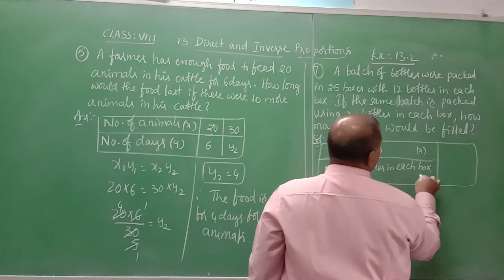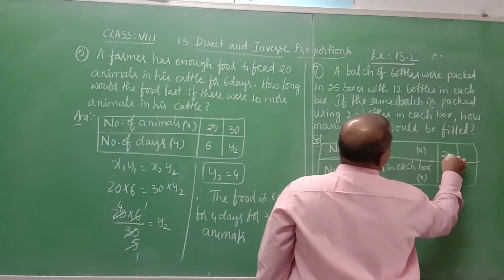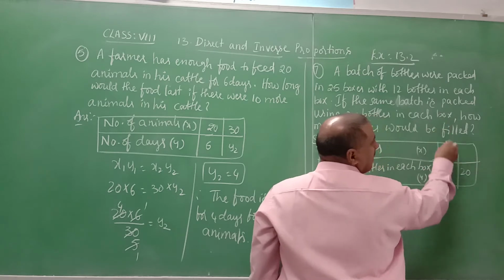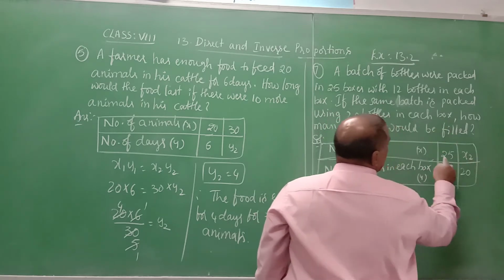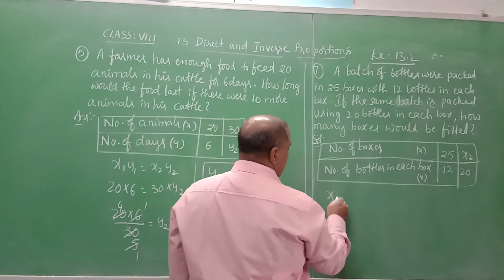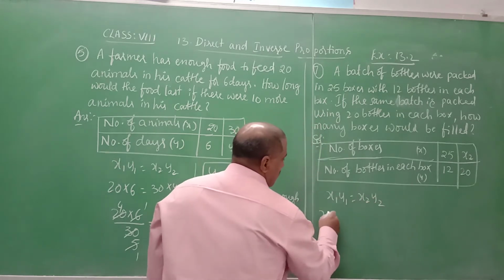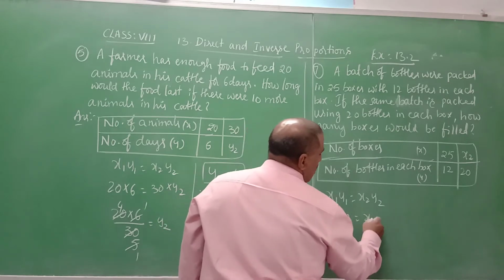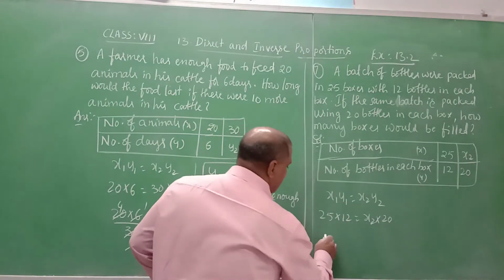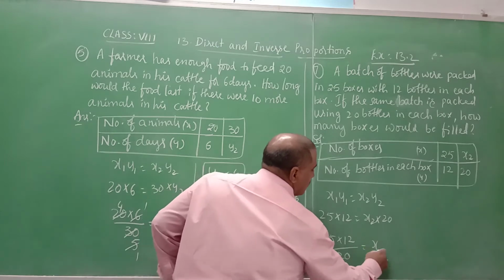So these are x values and these are y values. Here 25 boxes are there, each box having 12 bottles. If each box has 20 bottles, how many boxes do we require? Again x1, x2, y1, y2. As it is in inverse proportion, we know that x1 into y1 equals x2 into y2. That is 25 into 12 equals x2 into 20. To find x2, transpose 20 to the LHS, it divides. 25 into 12 divided by 20 equals x2.